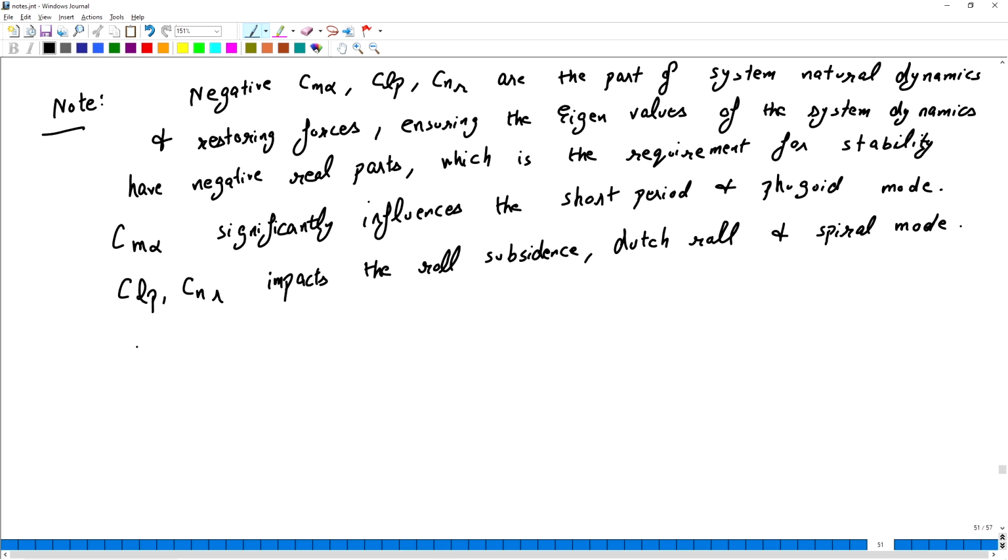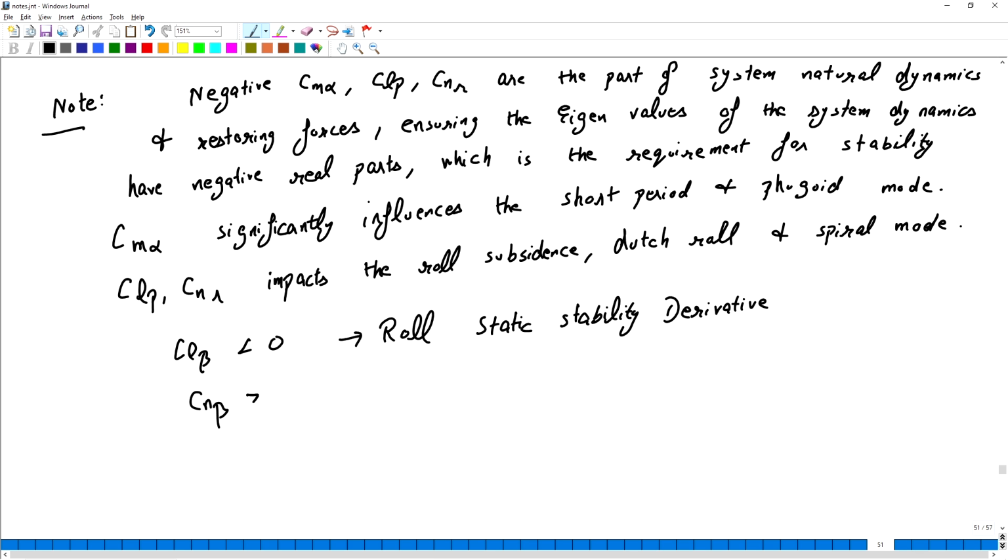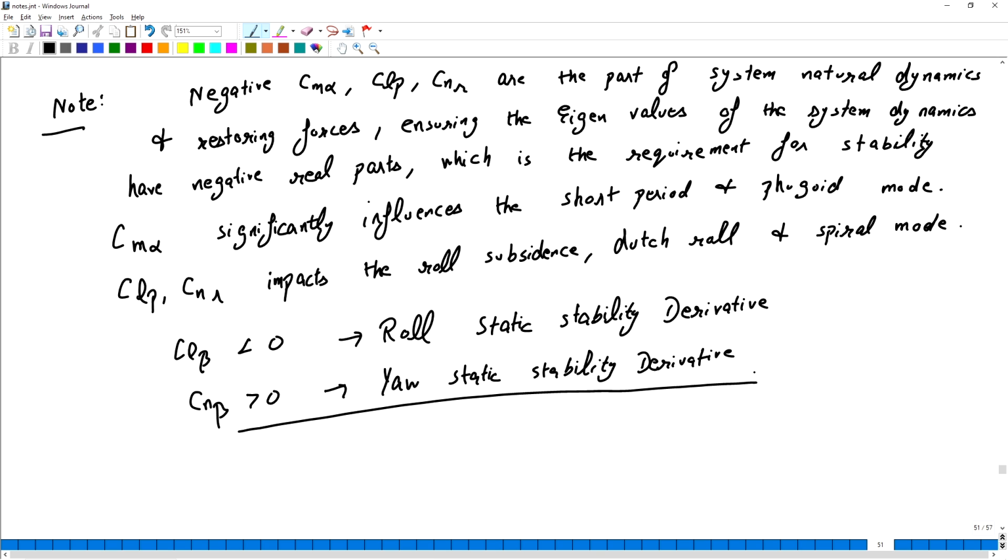All right. So similarly, we have CL beta, it should be less than 0. This is for the roll static stability derivative. And we have Cn beta greater than 0. This is for the yaw static stability derivative. I am not going to test this now. I am leaving that as an exercise to you.